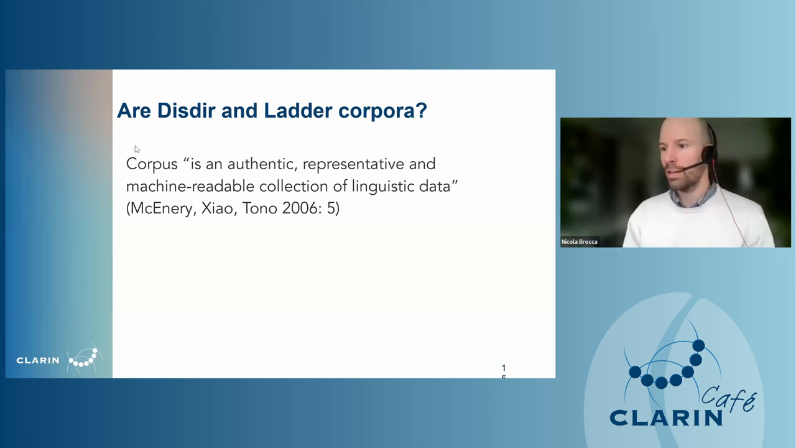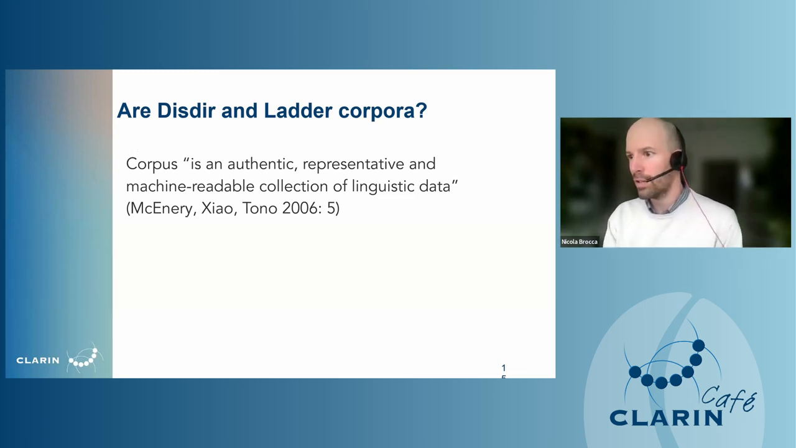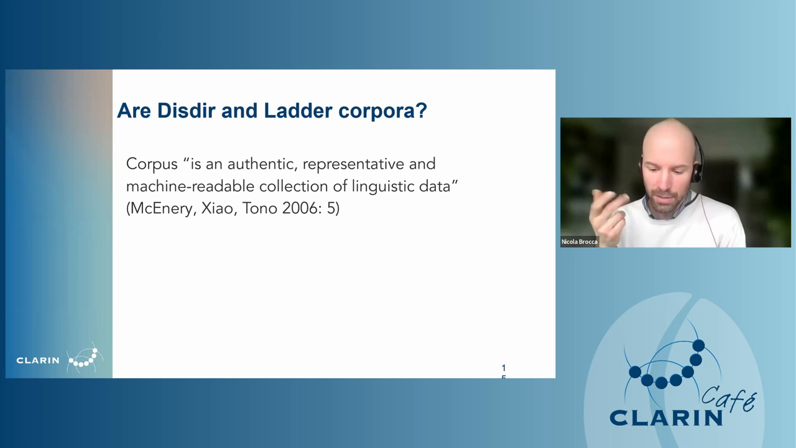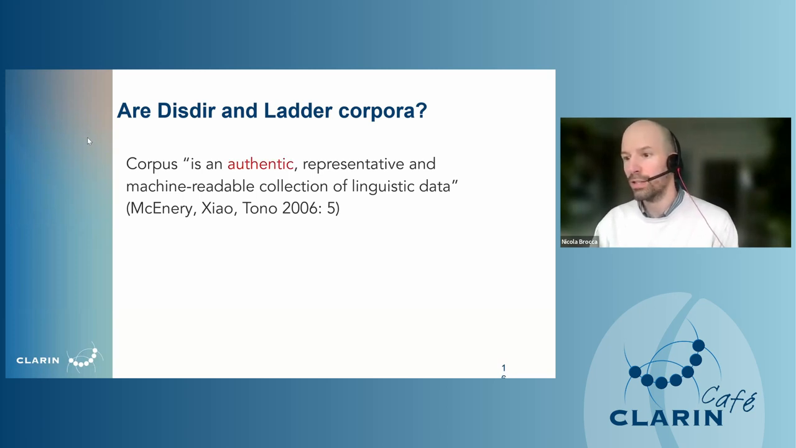According to the definition of McEnery, Xiao, and Tono, a corpus is an authentic, representative, and machine-readable collection of linguistic data. It is authentic as it solely comprises instances of language used by real speakers rather than a single ideal speaker. Moreover, it's representative as its goal is to encompass a sample of language data suitable for a specific inquiry, thereby reflecting a particular genre or variety. Lastly, it's machine readable, implying that the data is stored electronically and accessible through a dedicated software interface, a concordancer, facilitating the processing of a large volume of data simultaneously.